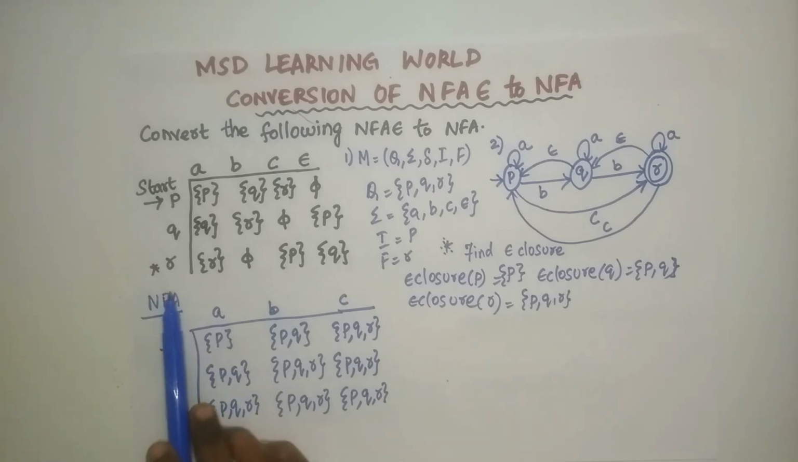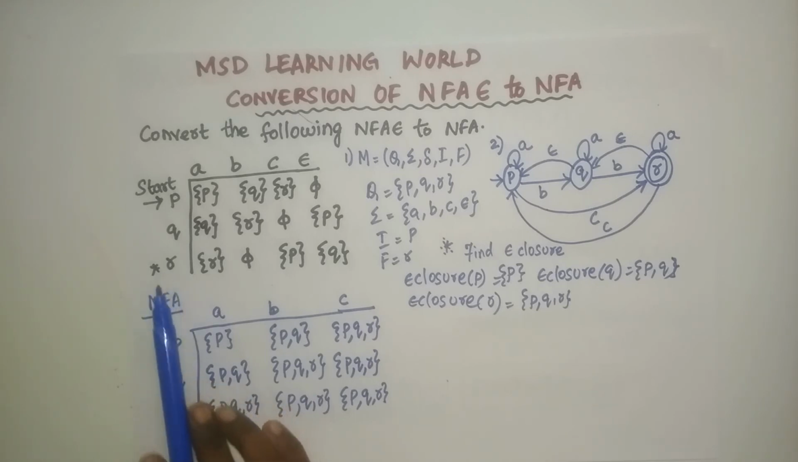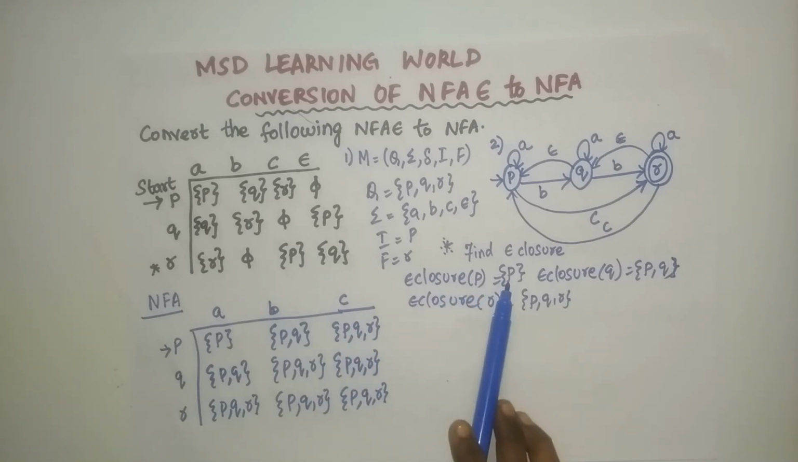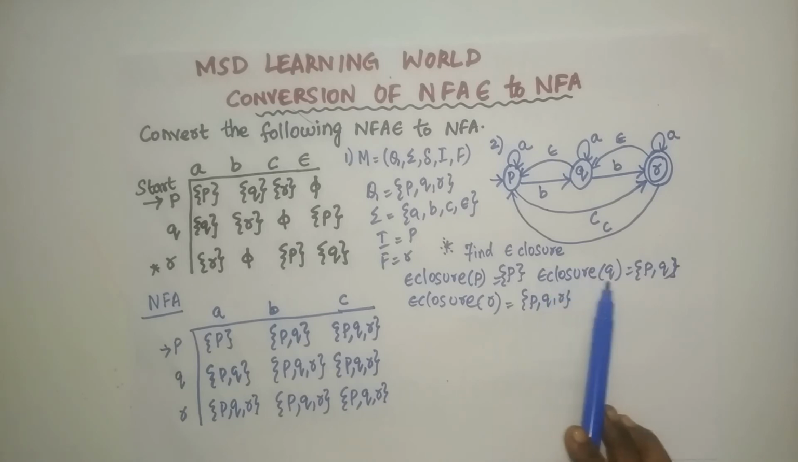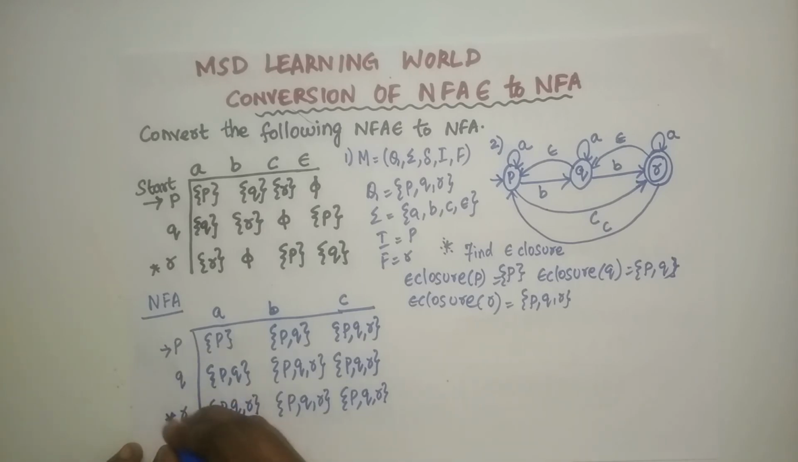Now, what you have to see is, from the given NFA epsilon, R is the final state. Now we have to see whether R is present in the epsilon closure of which states. Here, epsilon closure of P does not contain R. Epsilon closure of Q does not contain R. But epsilon closure of the state R contains R. So the state R will be the final state.